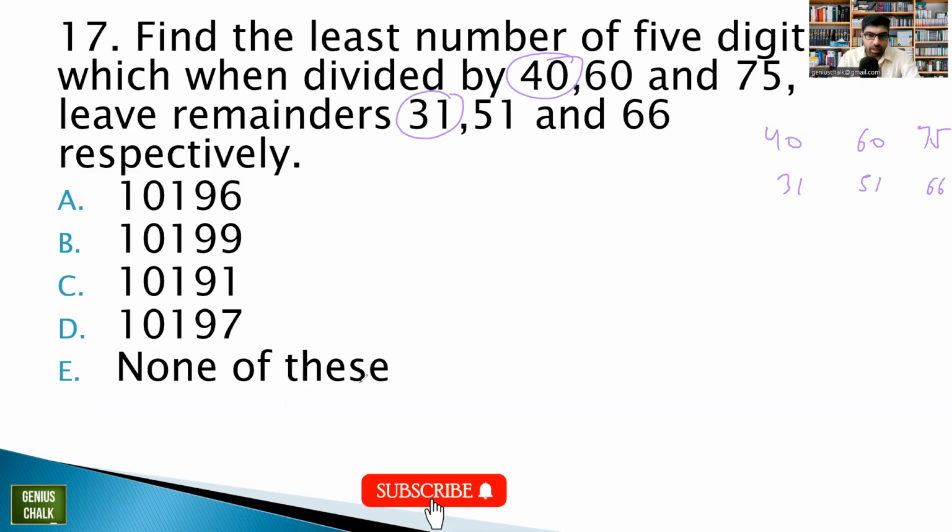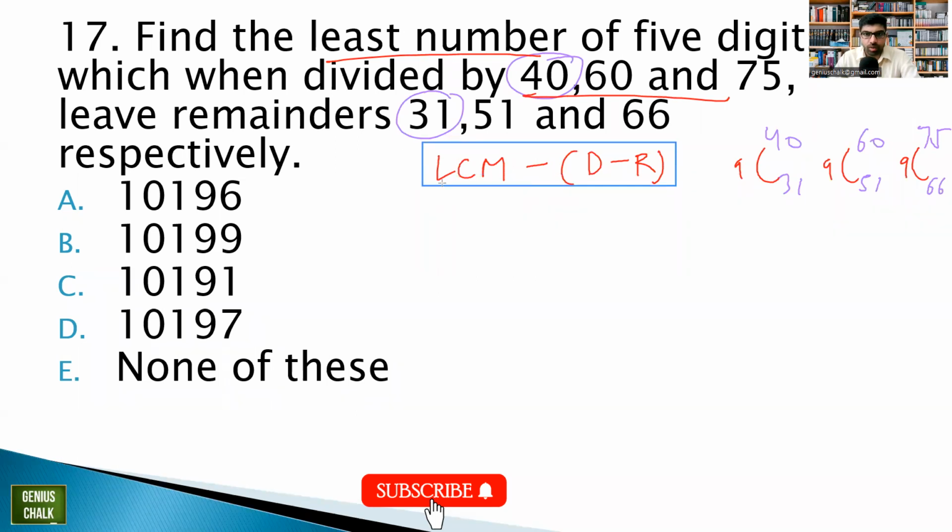You can observe that it's a least number divisible by the LCM, and they all have the same difference, which is 9. So in this type of question, as we discussed yesterday, LCM minus divisor minus remainder has to be the answer. So yeah, this is my answer.